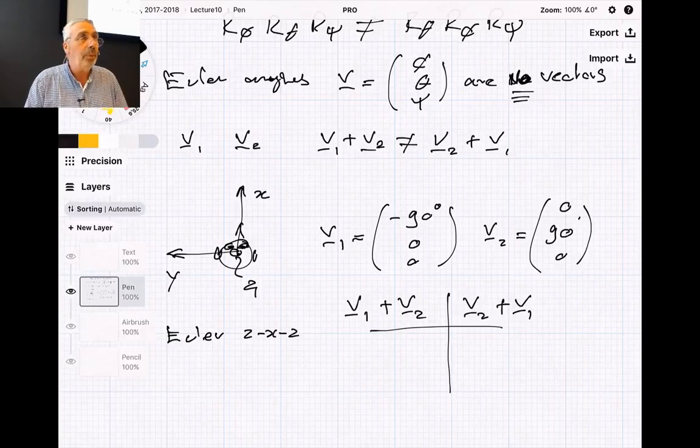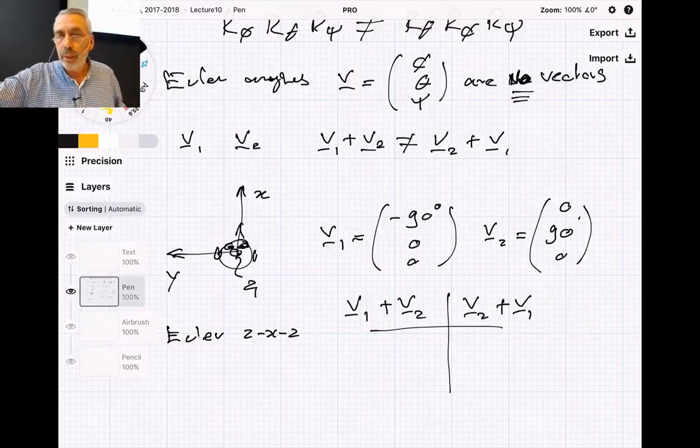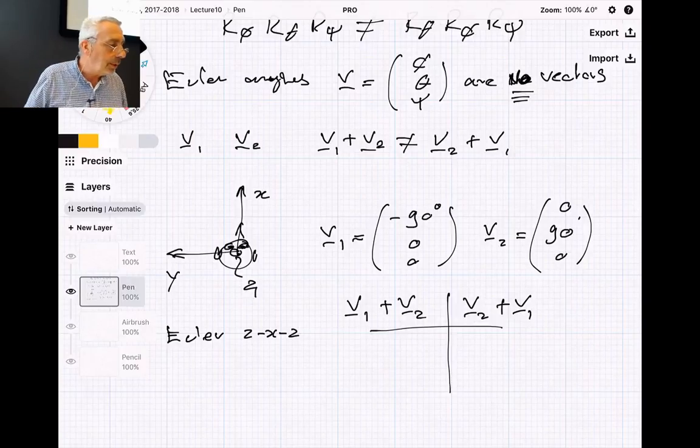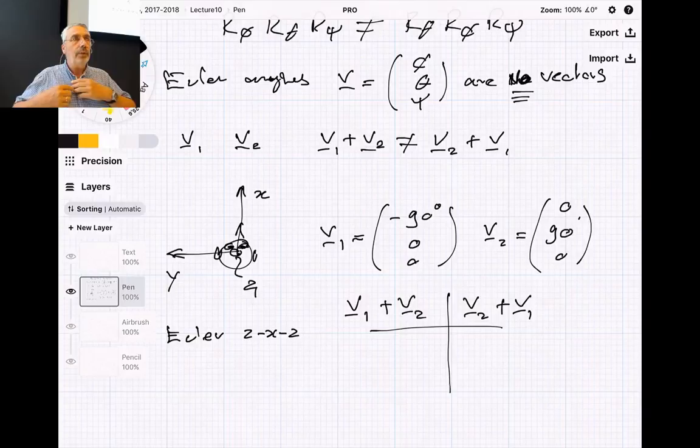Well, why not? People say, oh, Euler angles, they're like vectors, we can add them. And if you think you can add them, then the commutative law must hold: vectors are commutative, V1 plus V2 is equal to V2 plus V1. And I want to get into your head that for Euler angles that's not the case. And so we have to do an experiment, and I need you for that experiment.